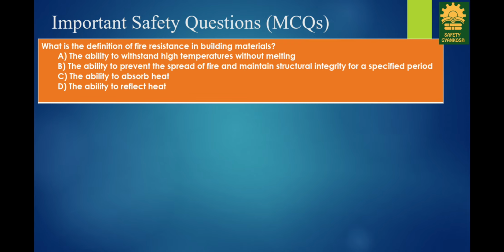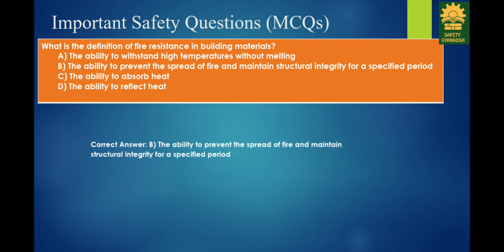What is the definition of fire resistance in building material? A. The ability to withstand high temperatures without melting. B. The ability to prevent the spread of fire and maintain structural integrity for a specified period. C. The ability to absorb heat. D. The ability to reflect heat. Whenever the term fire resistance in building materials comes, the answer is B. The ability to prevent the spread of fire and maintain structural integrity for a specified period.